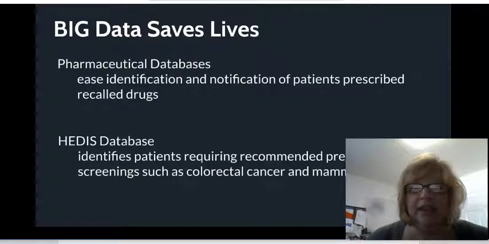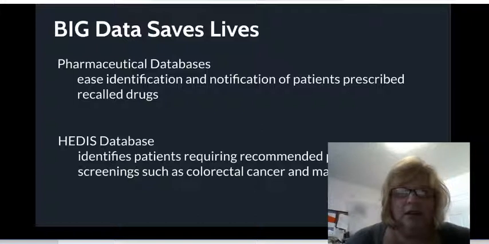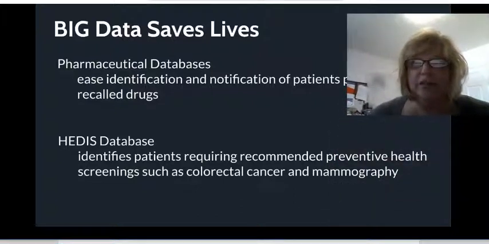Big data saves lives from things such as pharmaceutical databases, which ease the identification and notification of patients that were prescribed recalled drugs. The HEDIS database that we previously discussed identifies patients with gaps in care, such as preventative health measures like colorectal cancer screening and mammography, where we know early detection saves lives.